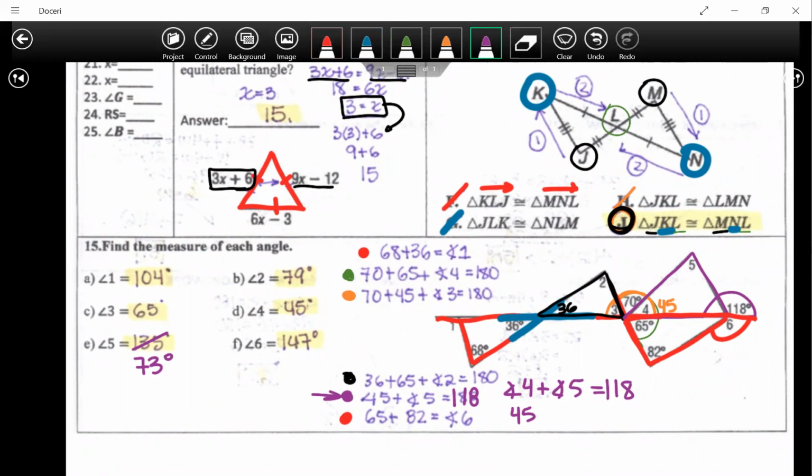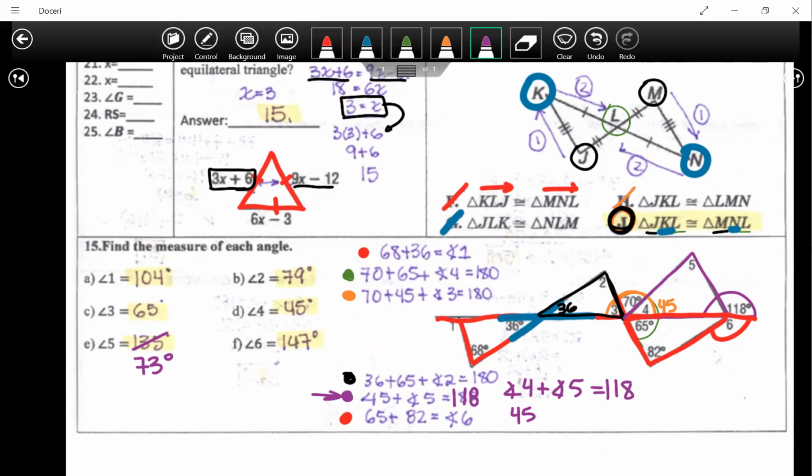Questions on the front side at all? Angle 6 would be whatever angle 6 is subtracting from 47, so 23, I want to say. 33? 33. So that's 30. Questions at all so far?